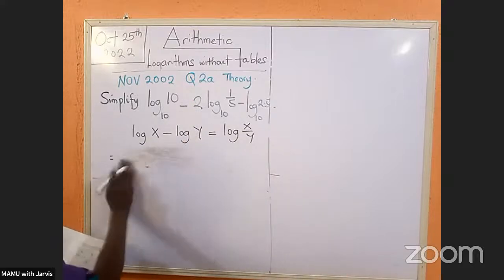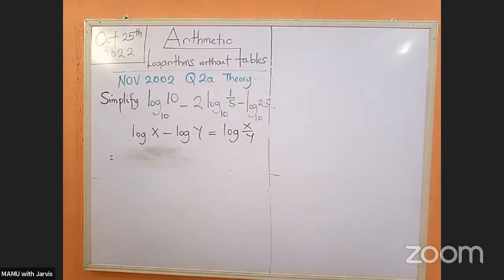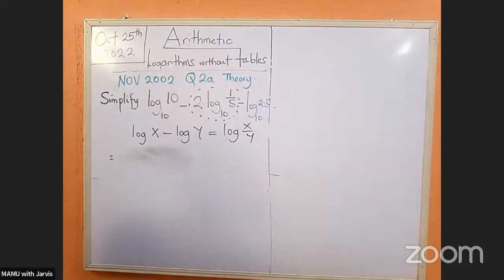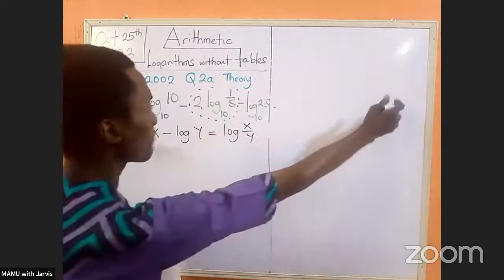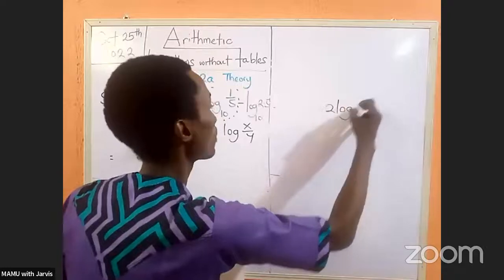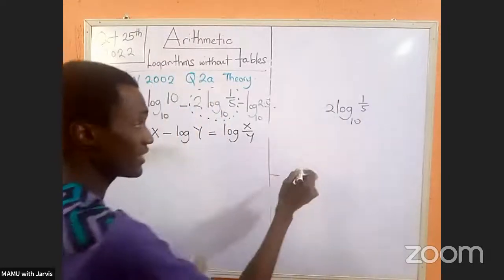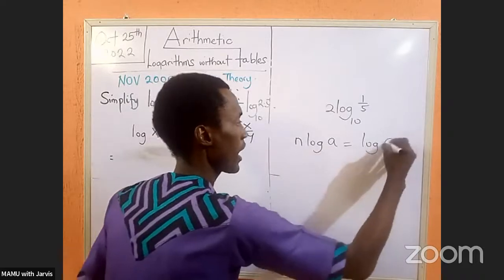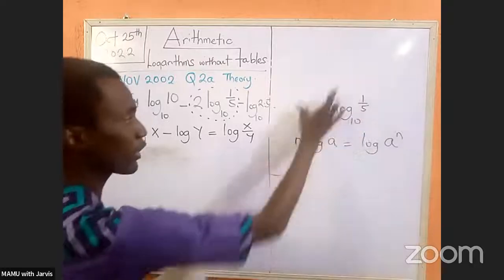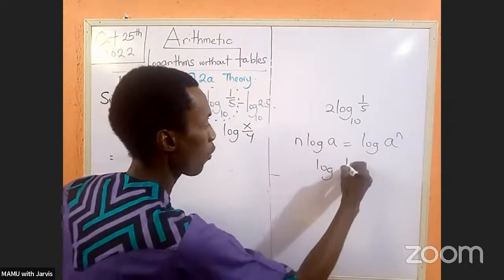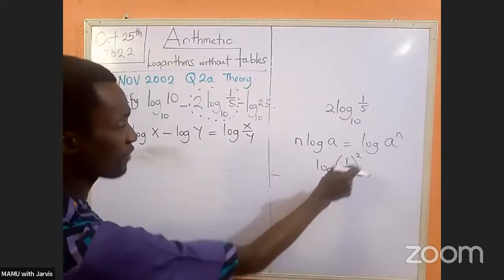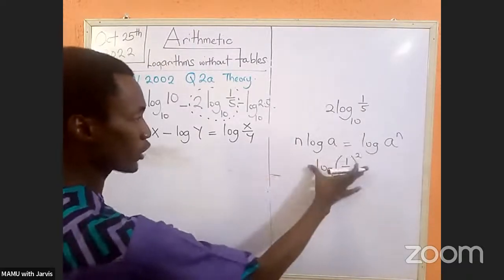Okay, there's something we ought to do first. We need to take care of this, if not, we're going to have a little problem. So I'll come to this side of my board to handle this part. Now, what is 2 log 1 over 5 base 10? How do we simplify this? I hope you know that n log a is the same thing as log a raised to the power of n. So this will give us log 1 over 5 all raised to the power of 2 to base 10.